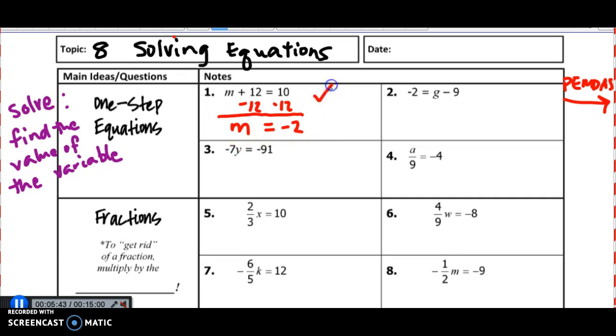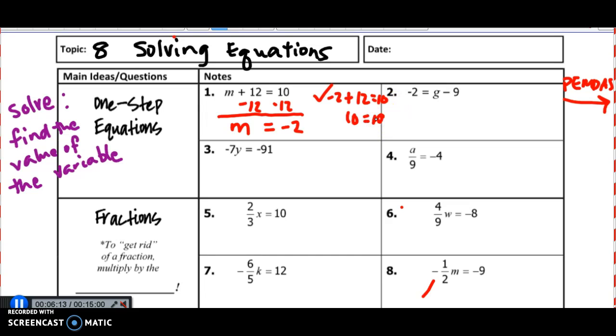And to check my work, I can substitute negative 2 back into my equation. So negative 2 plus 12 equals 10. And let's make sure that's right. Is negative 2 plus 12 10? So think about your number line. If you're at 0, you're going to go left 2 to start at negative 2. Now I'm going to move right 12 units. That is going to land me at positive 10. So this checks out because 10 equals 10.